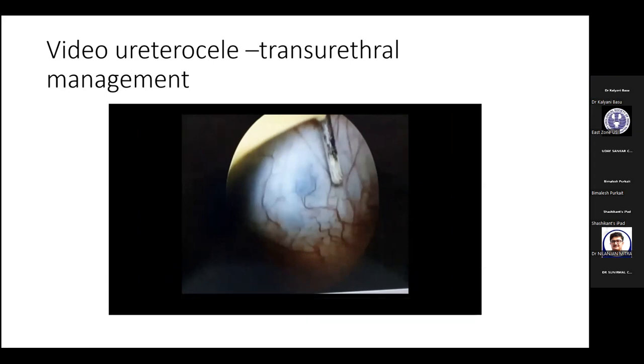What may be the possibility? Anyone? A 12-year-old male child having a cystoscopic appearance of this globular swelling. Ureterocele is one, and it can be a pseudoureterocele also, a dilated ectopic ureter. These are the more common ones.